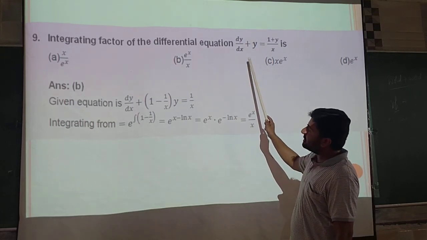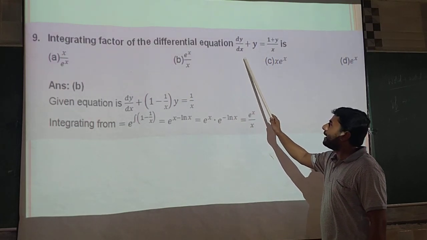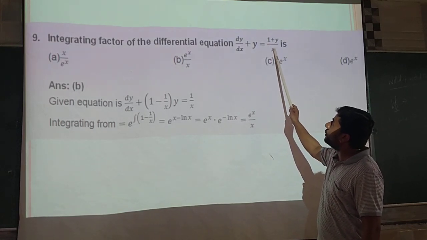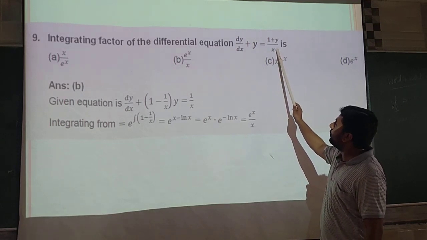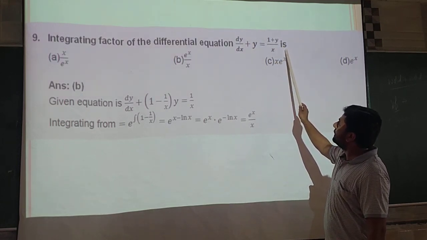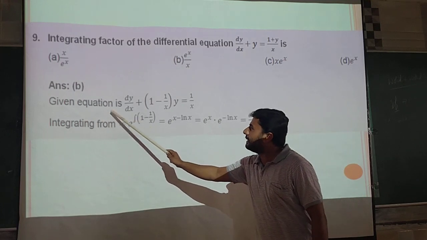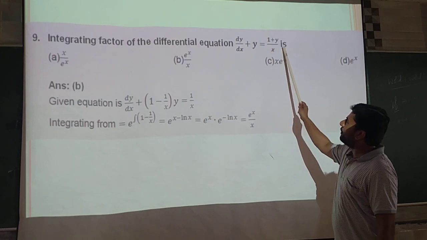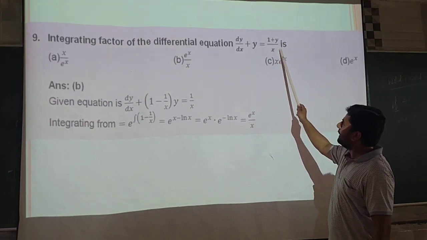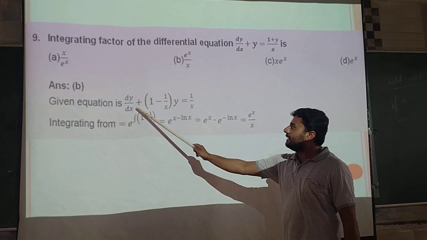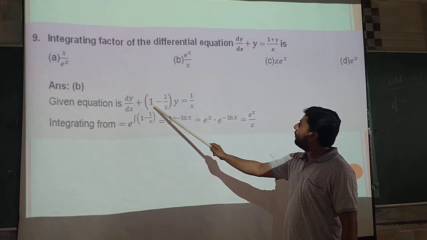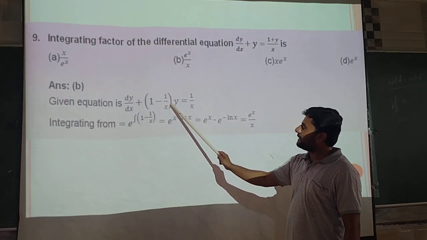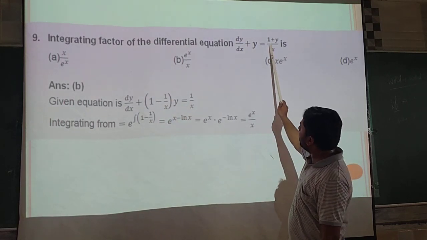Here the given differential equation is a linear differential equation, which is of the form dy by dx plus p into y is equal to q. So here, 1 plus y by x is the given equation. Separating, dy by dx, plus, bringing y by x to the left side, dy by dx plus y as it is minus y by x. Taking y common, the remaining is 1 minus 1 over x into y is equal to the remaining 1 over x.